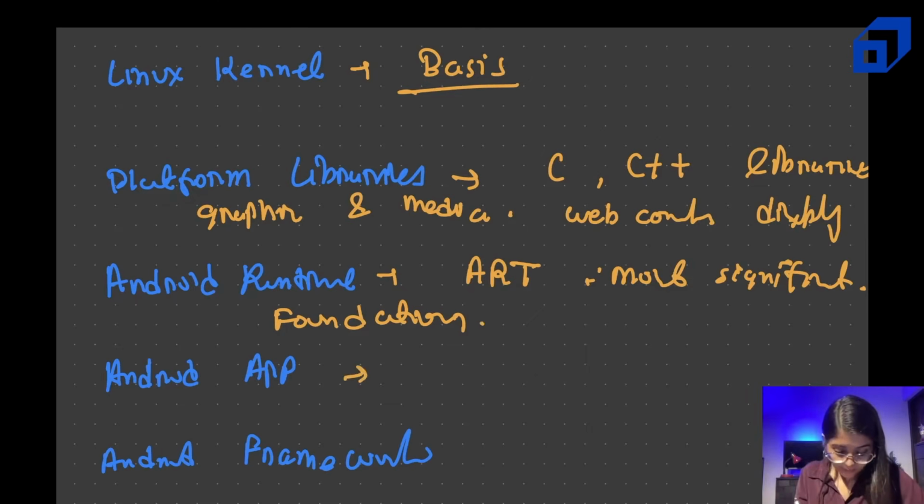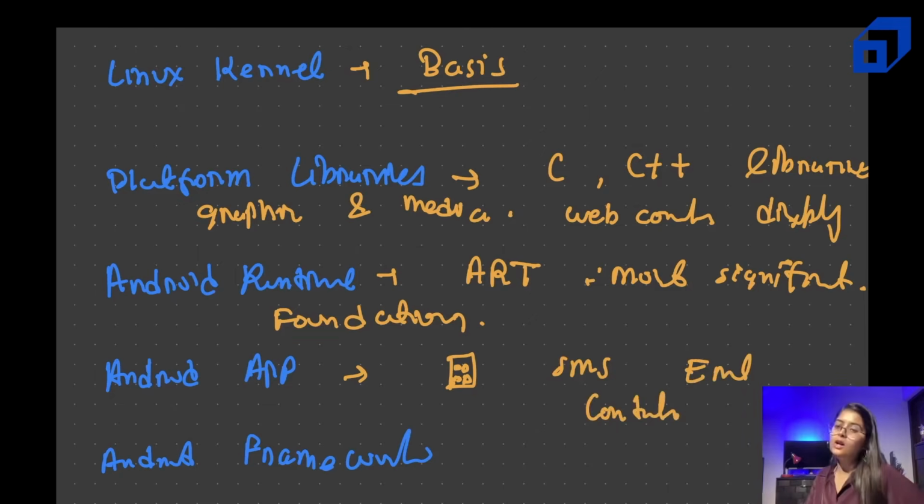And then you have Android applications. This is what we see when we use our phone. We have those icons, we have applications. Core applications include inbuilt ones like SMS, email, contacts. These are the pre-installed apps which we see on our phone, apart from the ones we install, like Zomato, Amazon, all those.